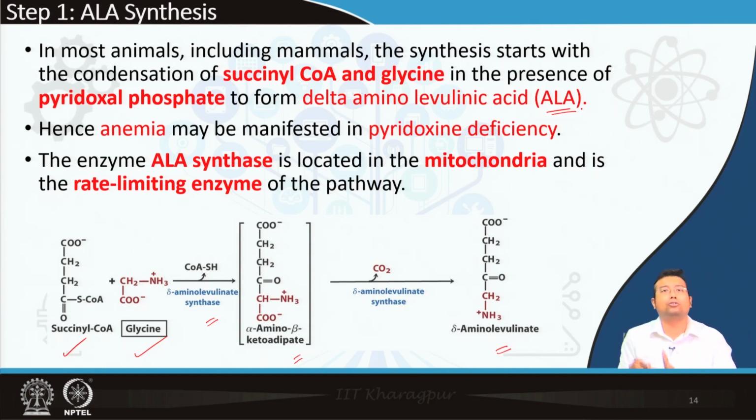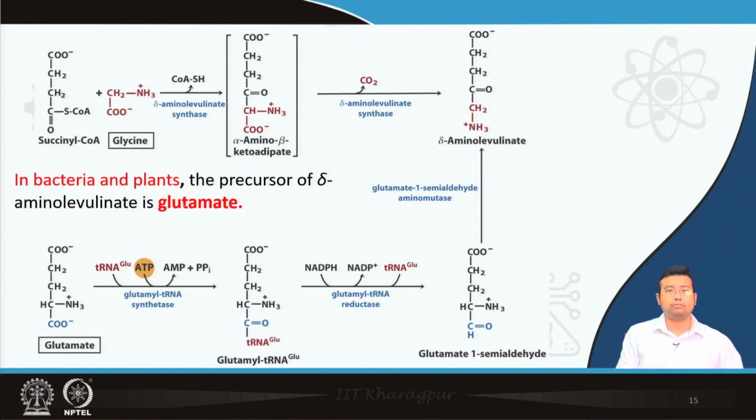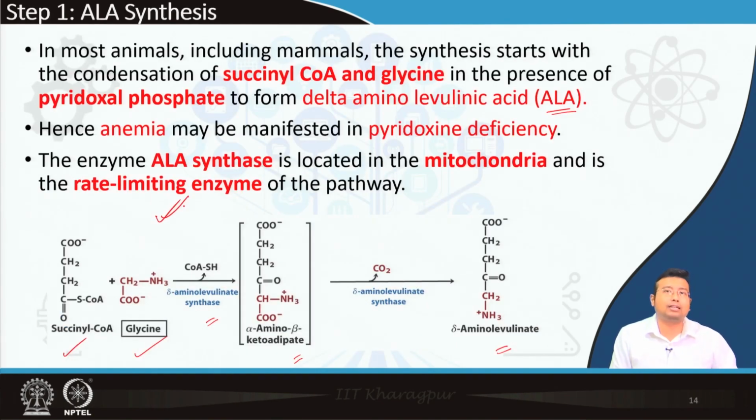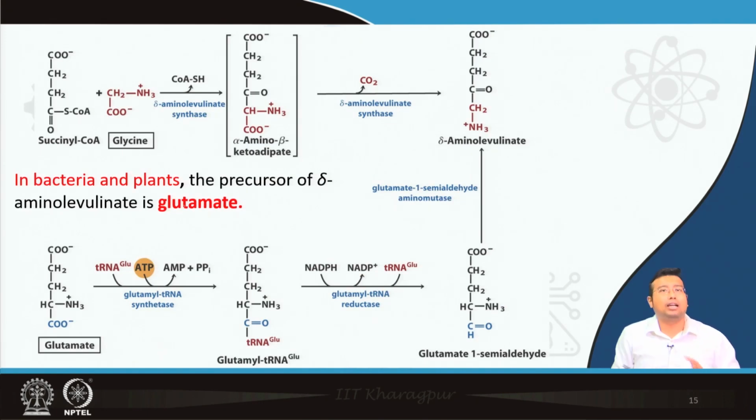One very important thing to note is that this requires pyridoxal phosphate as a coenzyme, and this is why in vitamin B6 or pyridoxine deficiency there will be a defect in heme synthesis and anemia. This is the rate limiting enzyme. If we control the activity of this enzyme, heme synthesis will be regulated and controlled. This is the major pathway in higher animals, but in bacteria and plants an alternate source of ALA is glutamate. It can be directly synthesized from glutamate via a semialdehyde form.